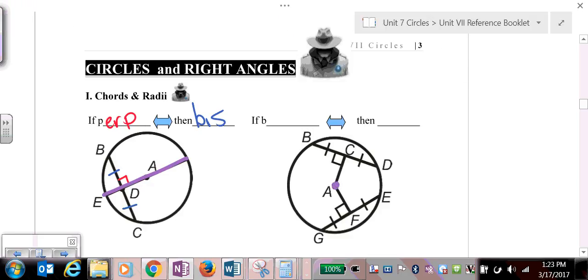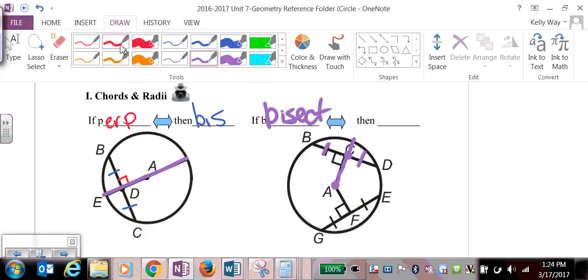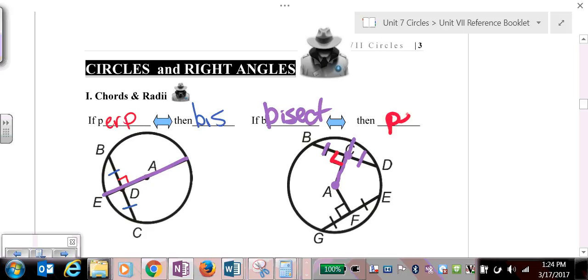Take the A and now draw in a radius. Go right through the middle. If a radius bisects the chord, automatically it's also perpendicular. And that's where you get that hidden right angle. If perpendicular, then bisect. If bisect, then perpendicular.